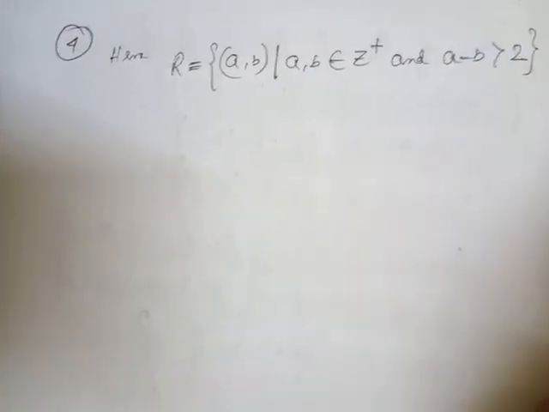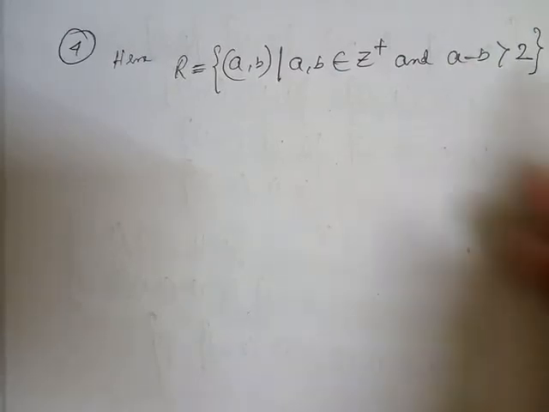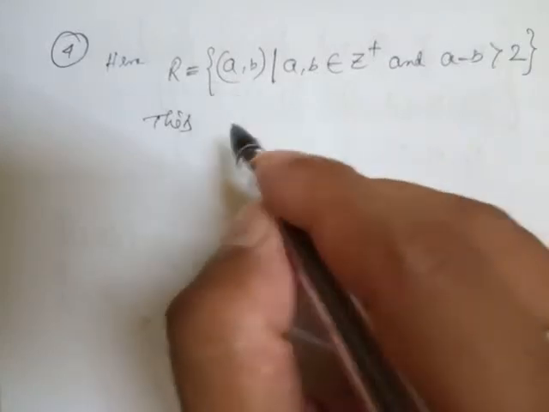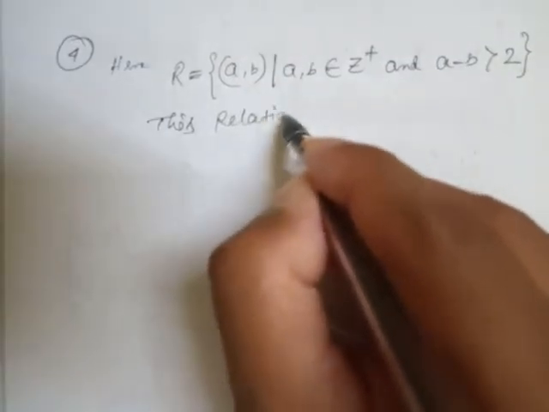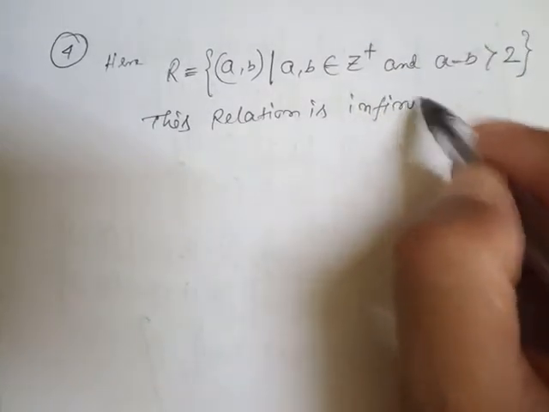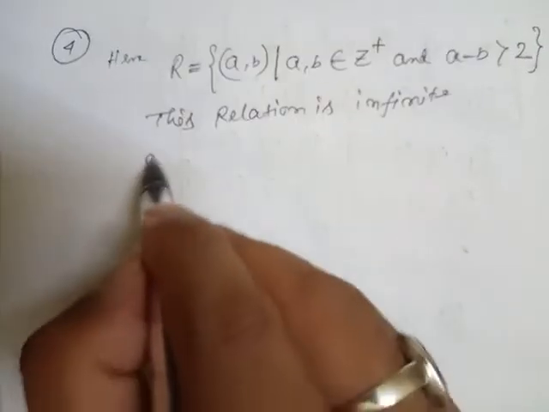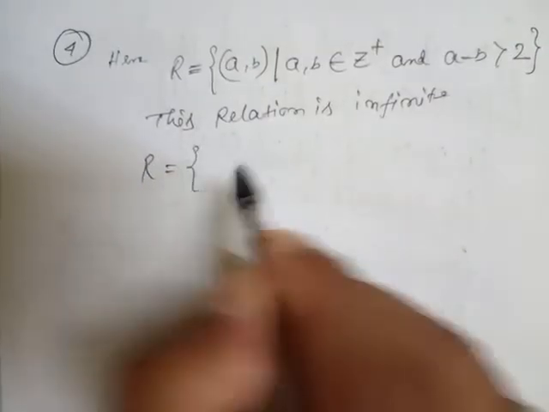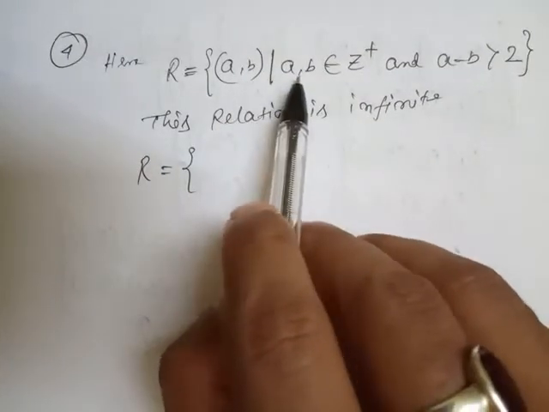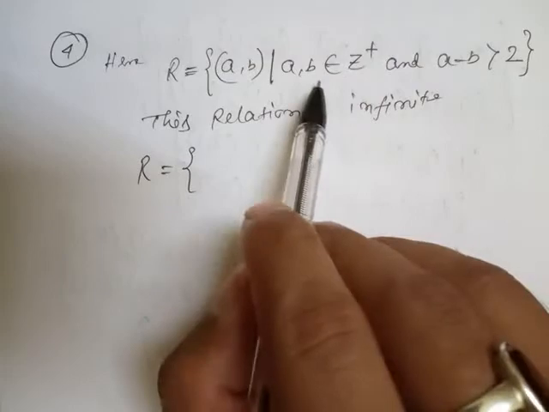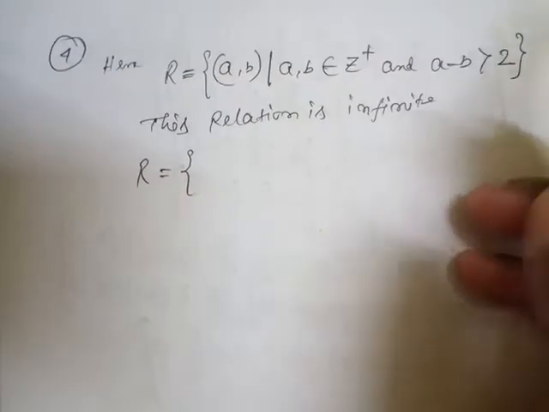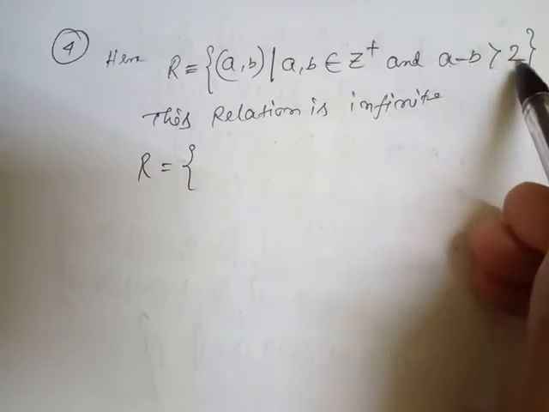Now look, student, after that, this relation is infinite. Obviously, this relation is infinite. Why am I saying this? Wait, I am writing here. Now look at the condition: (a, b), and a, b belongs to Z plus. If it is Z plus, that means all positive integers like 1, 2, 3, 4, 5, 6 continuing onwards. And a minus b bigger than 2.